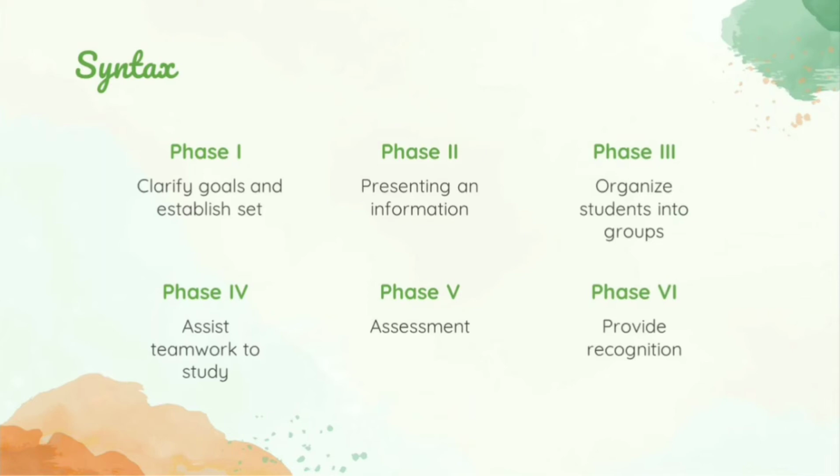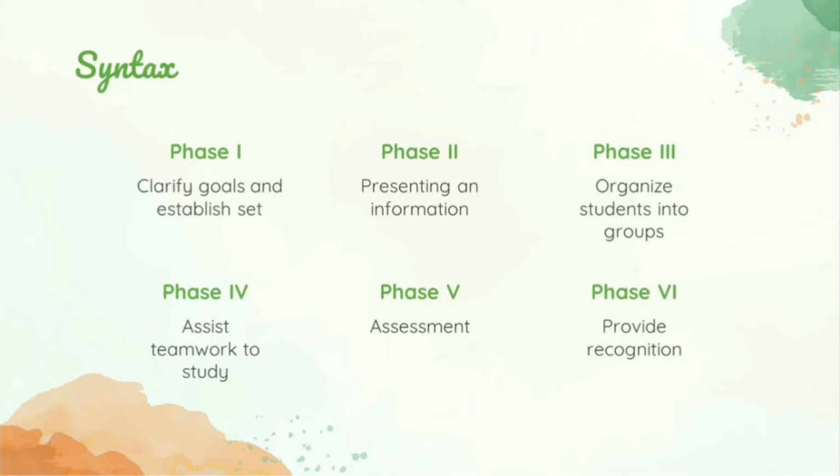The third phase is to organize students into learning teams. The teacher explains to students how to form study groups and guides each group to make the transition effectively and efficiently. And the fourth phase, assist teamwork and study. The teacher guides the learning groups as they work on their assignment.